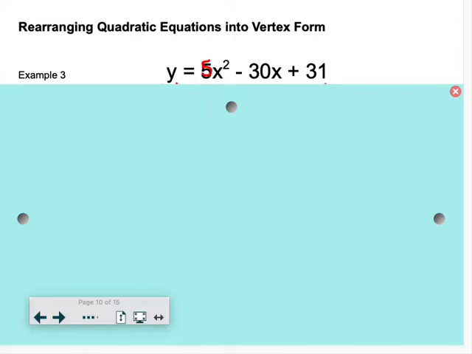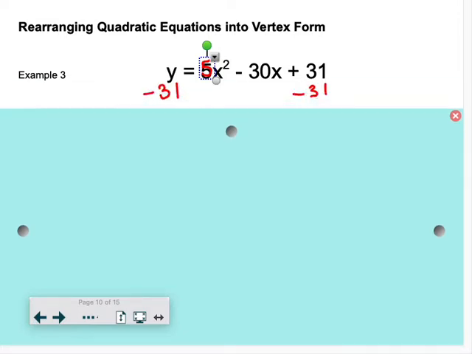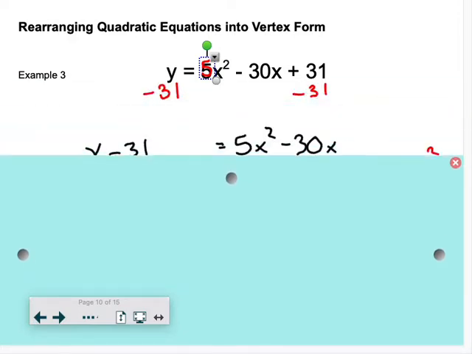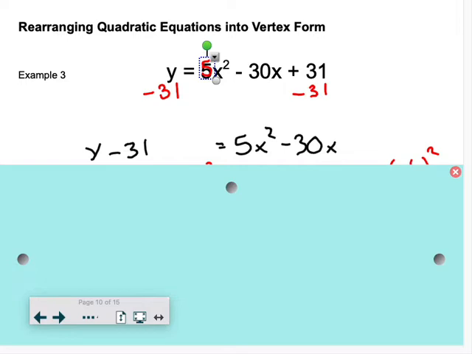To complete the square, using the process that you were given, you want that a value to be a 1 when you go into that process of cutting the linear term in half and squaring it. So in order to do that, we have to manipulate this. But before we do, the first thing you should do is move that constant 31 away from the right side. So we're going to subtract it from both sides, and that'll leave us with y minus 31 equals 5x squared minus 30x.